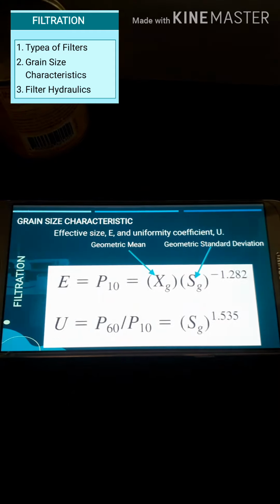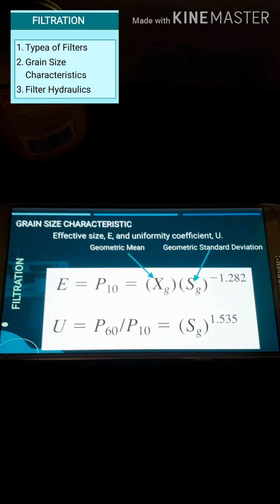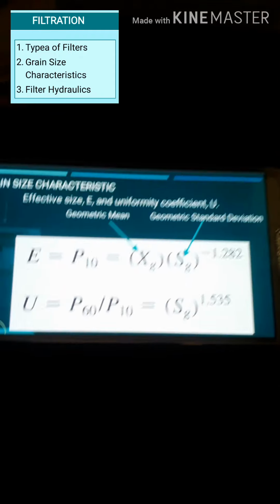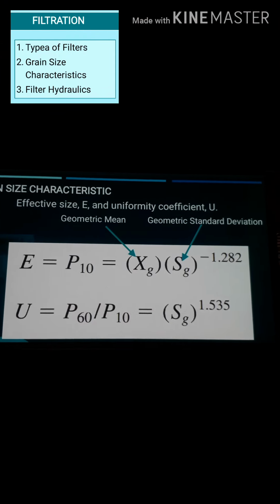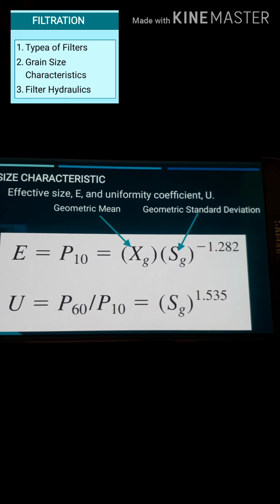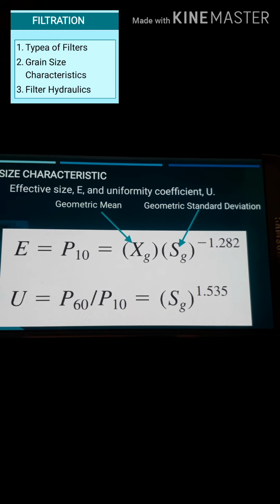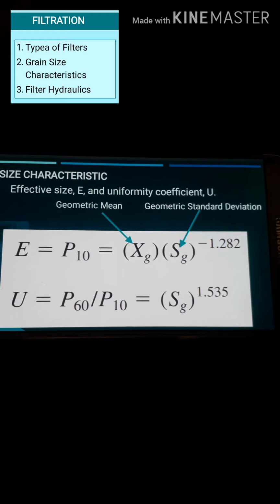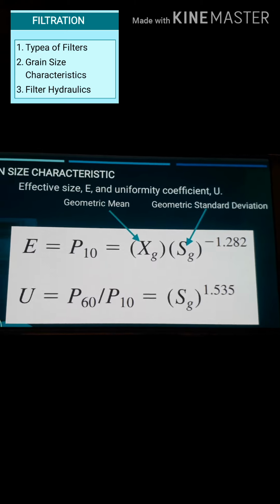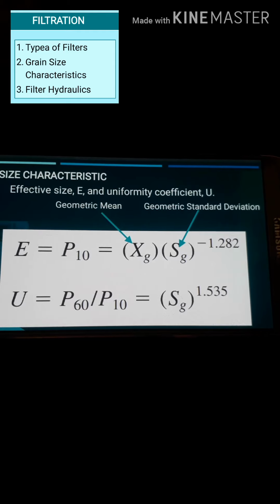Now let's talk about grain size characteristics. Effective size is represented by big letter E, and uniformity coefficient is represented by big letter U. So our effective size is equal to P10, which is also equal to X sub G divided by S sub G, where X sub G is our geometric mean and geometric standard deviation is our S sub G. U, the uniformity coefficient, is equal to P sub 60 over P sub 10, which equals S sub G raised to 1.535.